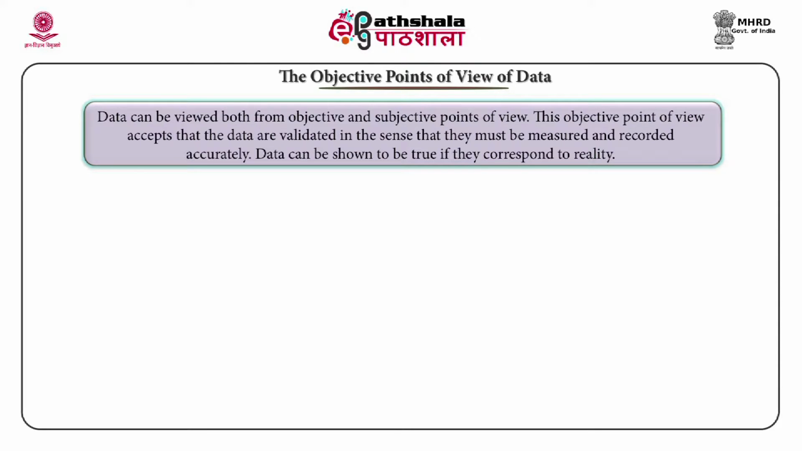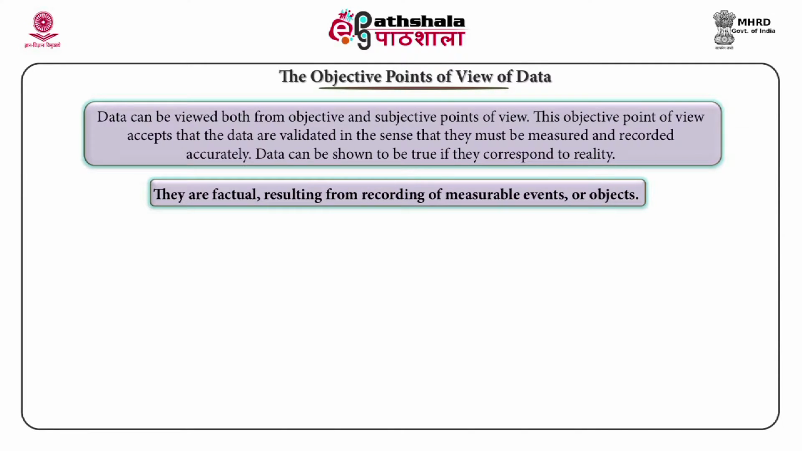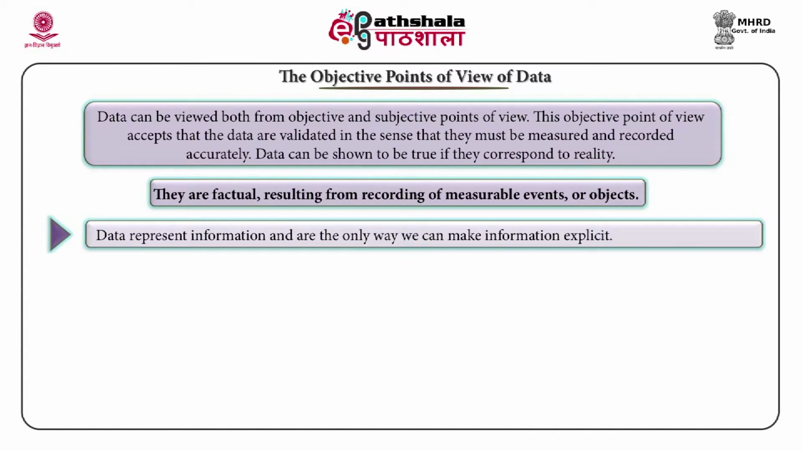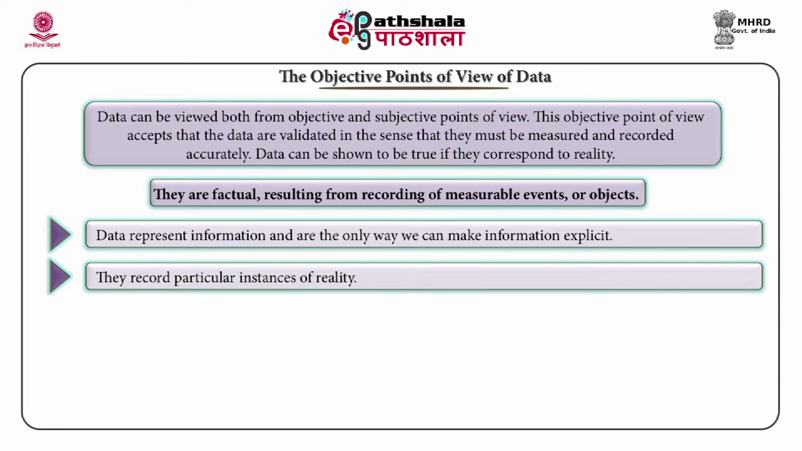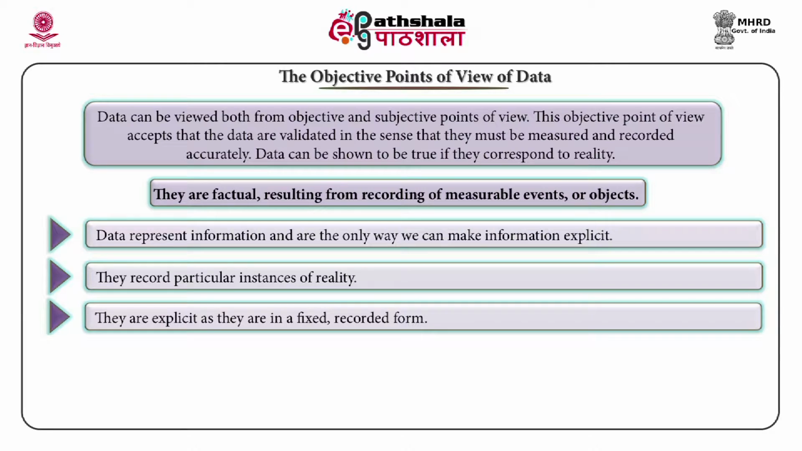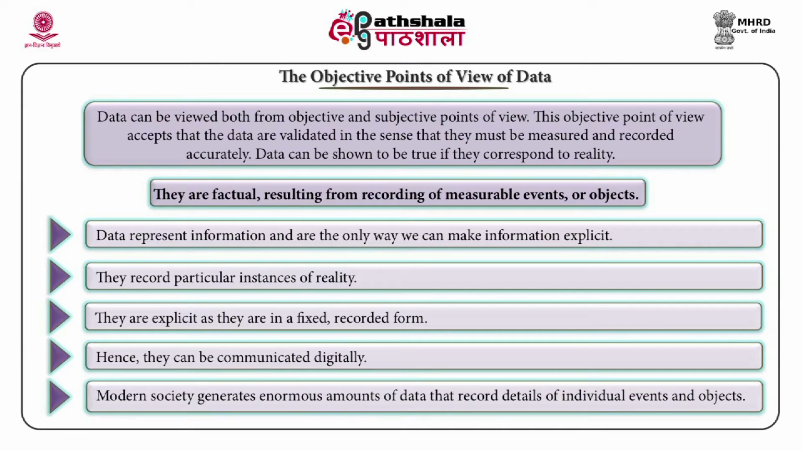The objective point of view makes the following assumptions about data. Data are factual, resulting from recording of measurable events or objects. Data represent information and are the only way we can make information explicit. Data record particular instances of reality. Data are explicit as they are in a fixed recorded form. Hence, data can be communicated digitally.